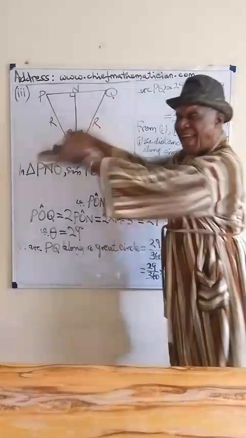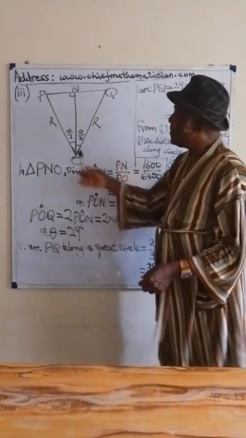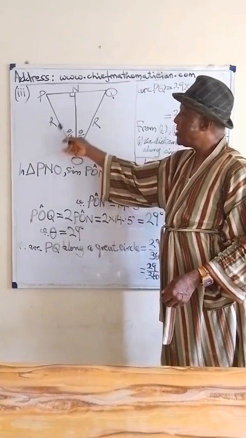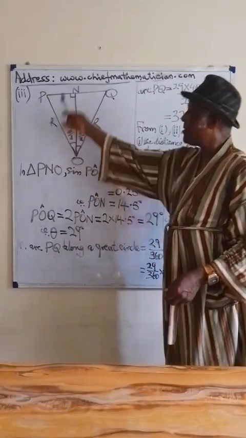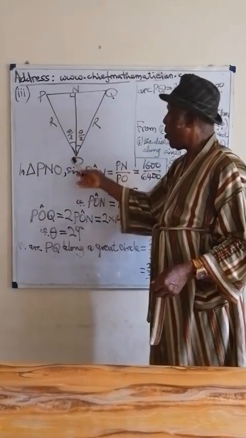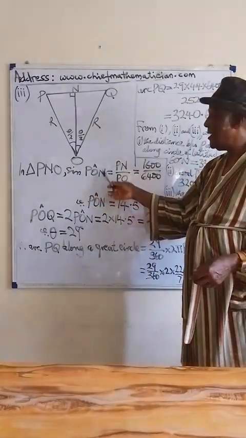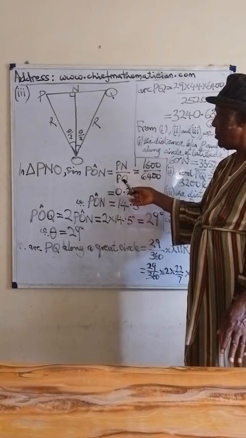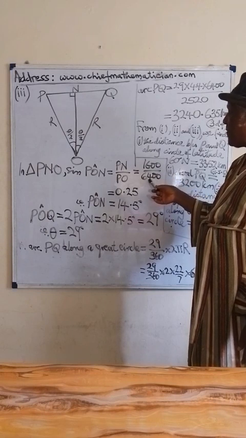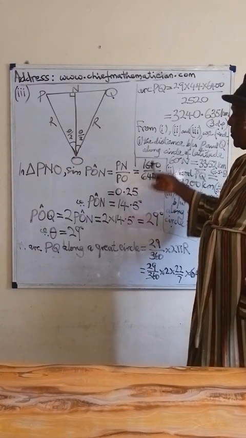POQ. It is inside that main sketch which we drew. So again, it is an isosceles triangle with the radius of the earth as capital R. So in triangle PNO, it is right angled, sine PON is equal to PN over PO, which is 1,600 over 6,400 for R. The radius of the earth is 6,400 kilometers. So that is what we have here.